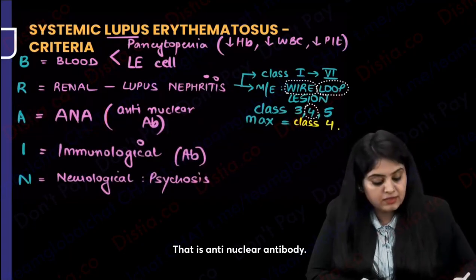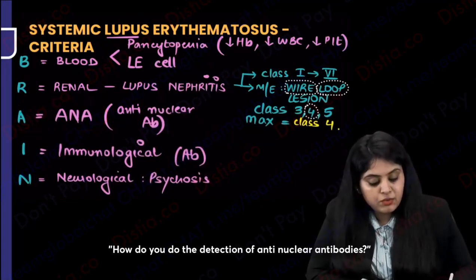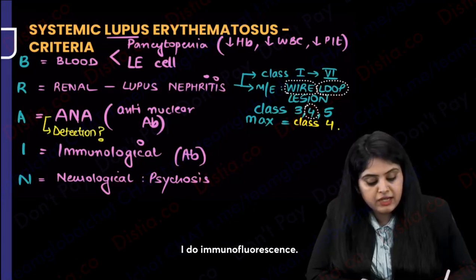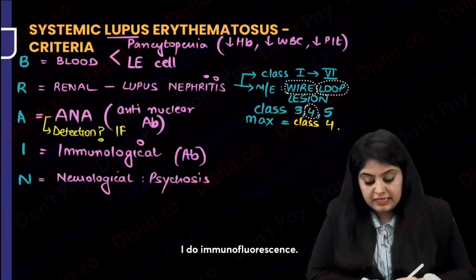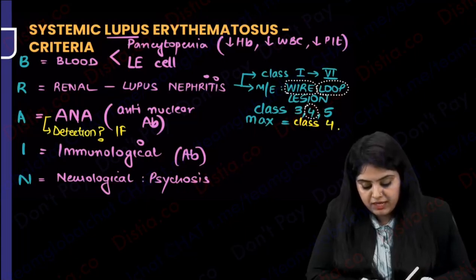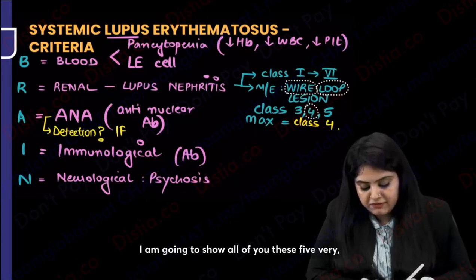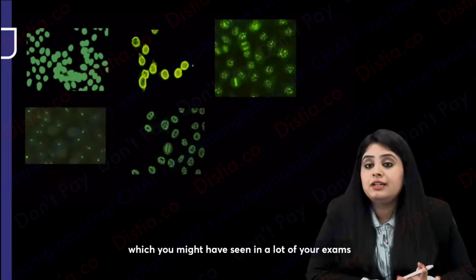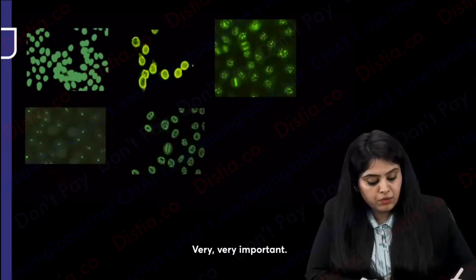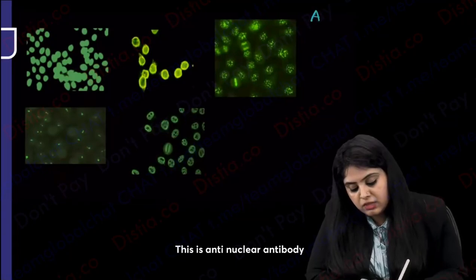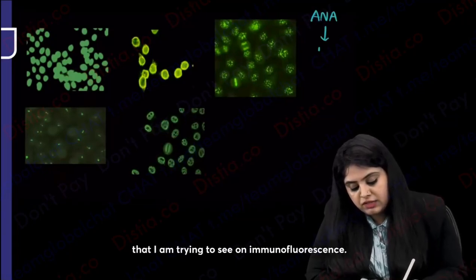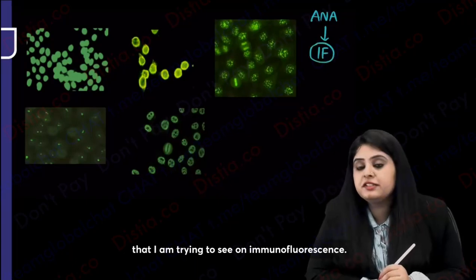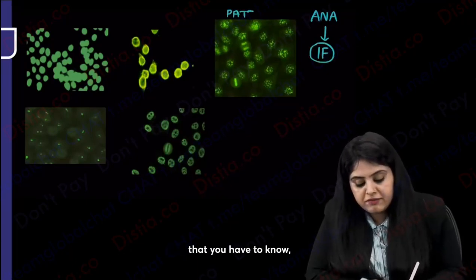That is anti-nuclear antibody. So they ask you how you do the detection of anti-nuclear antibody. For the detection, I do immunofluorescence. That is exactly what I'm going to show you. I am going to show all of you these 5 very important pictures which you might have seen in a lot of your exams and medicine questions. Very important. What are these? This is anti-nuclear antibody that I'm trying to see on immunofluorescence. These are all the patterns of anti-nuclear antibody that you have to know.